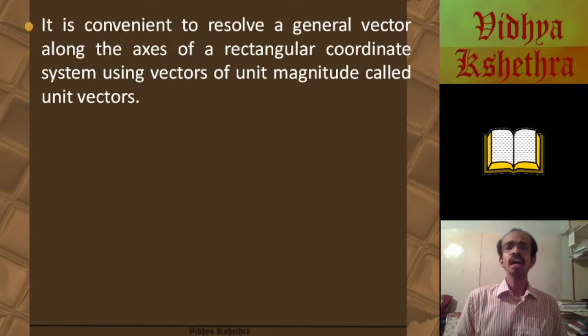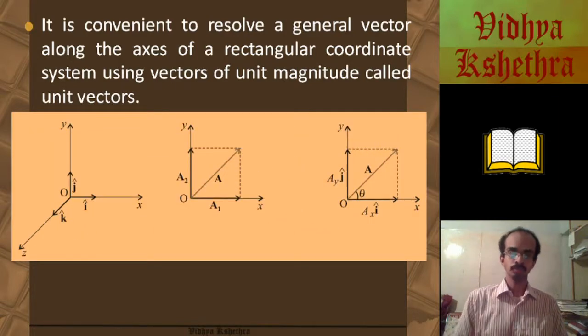But it is more convenient to resolve a general vector along the axes of a rectangular coordinate system using vectors of unit magnitude called unit vectors. Here, in the first figure, it shows the unit vectors along x direction, y direction and z direction. Along x direction, it is i cap. Along y direction, it is j cap. And along z direction is k cap.